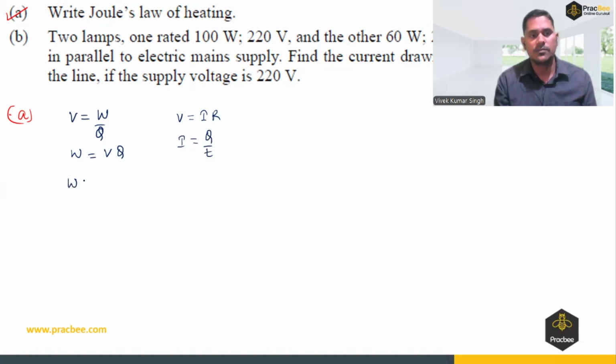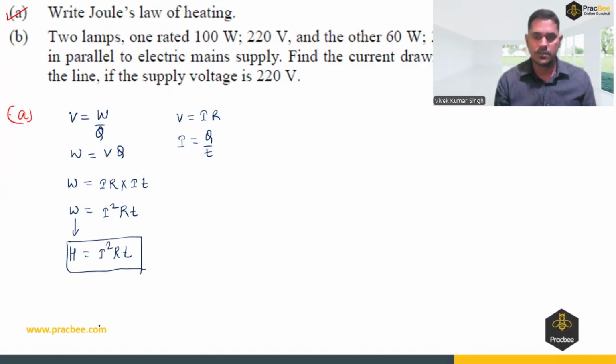So if we put the values, the work done is equal to I into R, and Q is equal to I into T. So work done is given by I square RT. And this work done is equal to the heat produced in the resistance, that is H is equal to I square RT. So Joule's law of heating says that whenever current is flowing through any resistance, it will produce heat. And the amount of heat produced is proportional to the square of the current, the resistance, and the time.